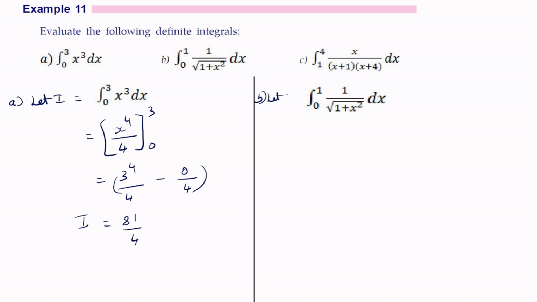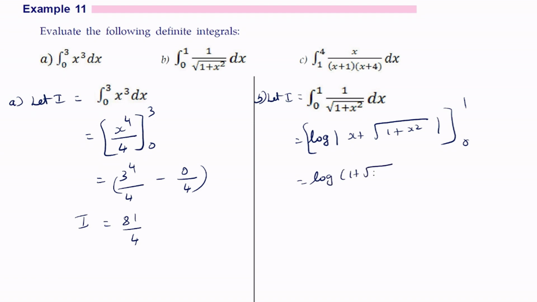The B part, let us take I equal to the given integral. Now we know integral dx by root of x square plus a square is log mod x plus root of x square plus a square with the limits 0 to 1. So here when we substitute the upper limit, we get log of 1 plus root of 1 plus 1 square minus log of 0 plus 1. So this is log 1 which is 0. Here we have log 1 plus root 2. So this is the value of the given integral.